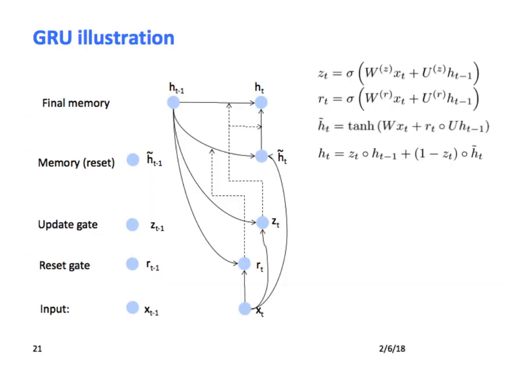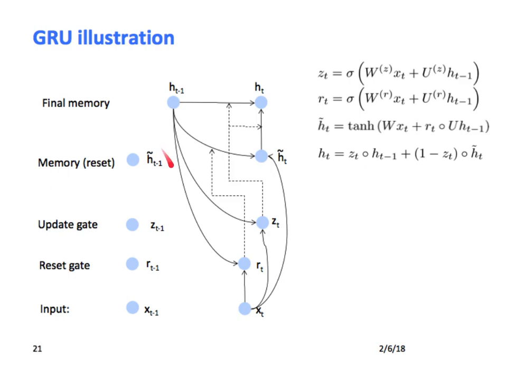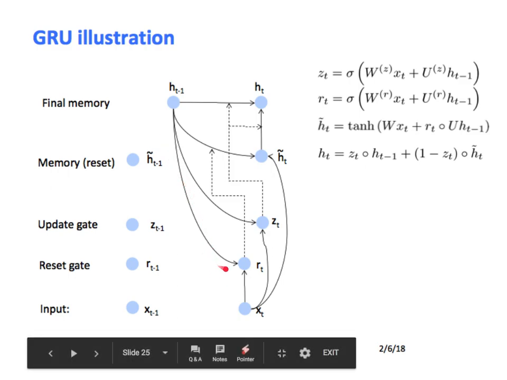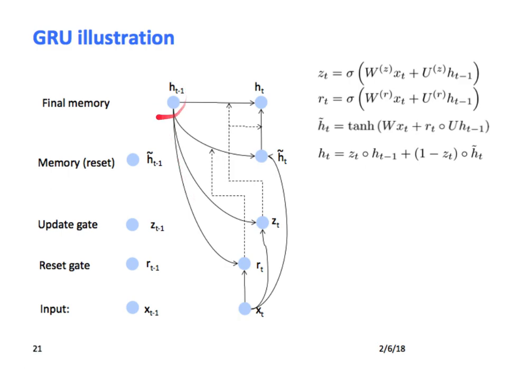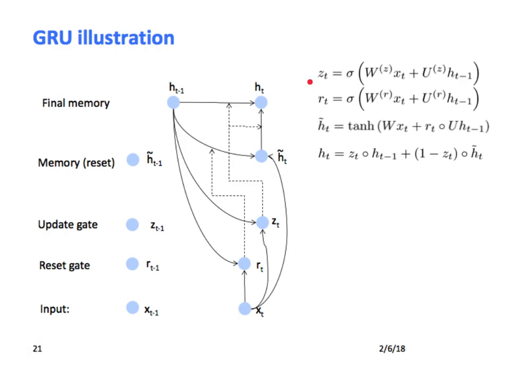To get some intuition, this is an illustration. You can see that we are using the previous hidden memory HT minus 1 and the current input XT to calculate the two gates. After we get the two gates, the sequence in which gate to calculate doesn't matter. We just need to first get the two gates, then we can calculate our candidate memory state, then we update our final memory state.